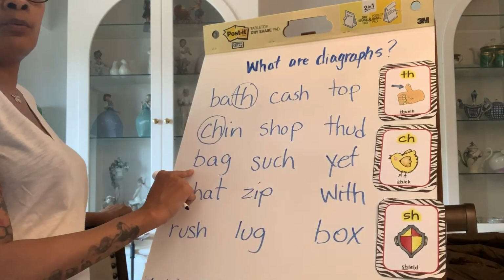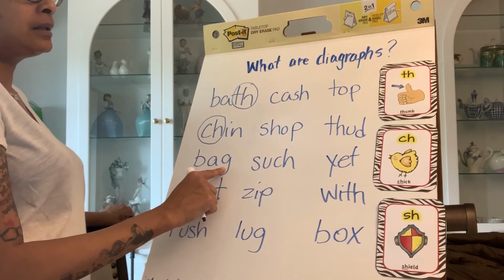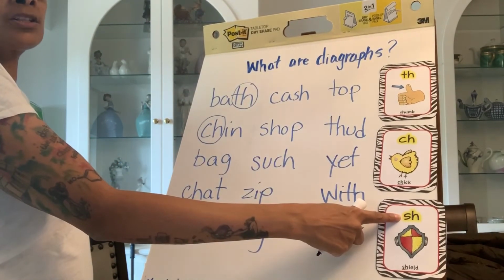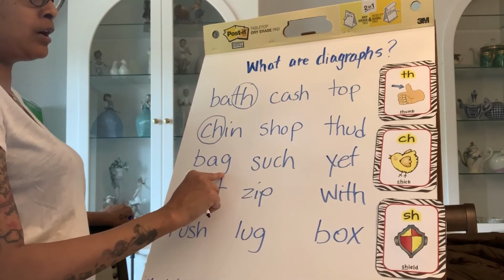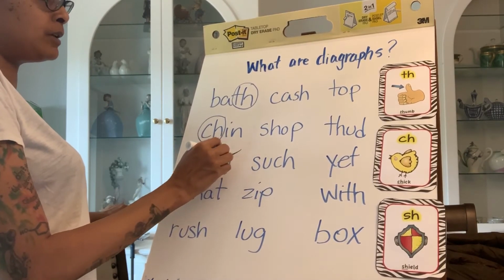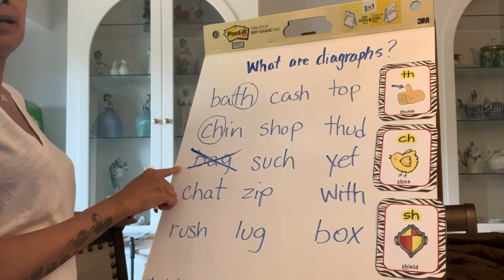The next one we can try to sound out is b, a, g. Do we see a TH or a CH or an SH together? No, we don't. So this one you would sound out each letter, and for that reason we would put an X over this because this word is not a digraph.